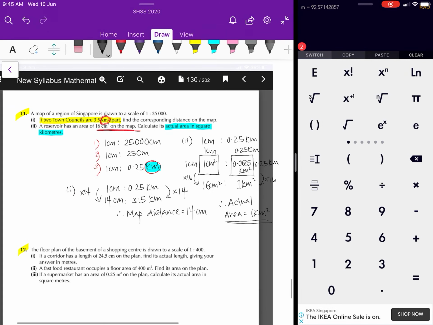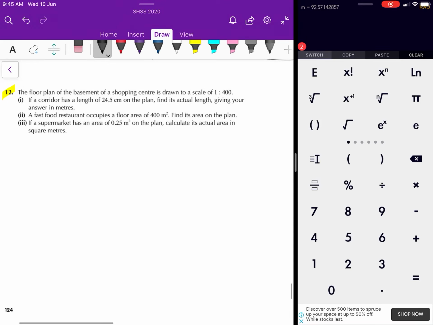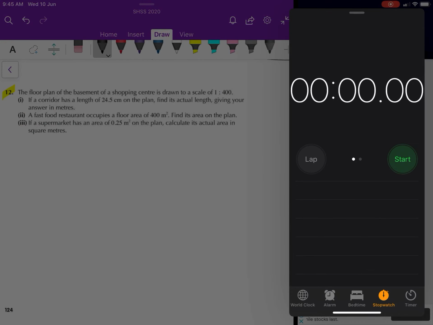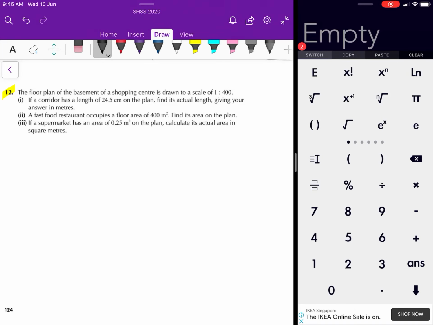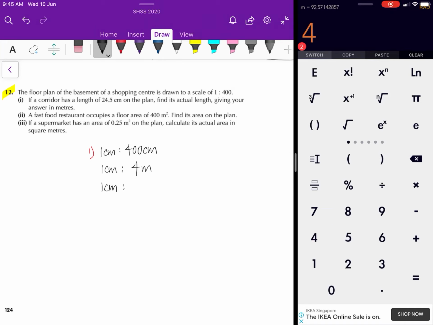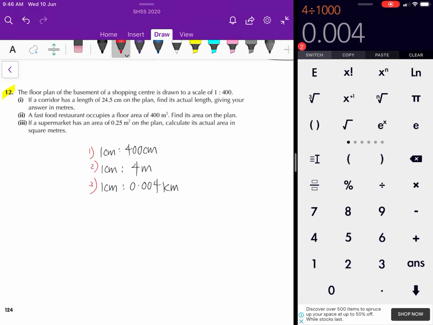Okay, last question, question number 12. Now it says the floor plan of a basement of a shopping center is drawn to a scale of 1:400. Now 1:400 means 1 cm is to 400 cm. Okay, I like to change. So this cm to cm, I will change to cm to meters. Change cm to meters is divided by 100, you get 4 meters. Change to km, 4 divided by 1000 is 0.004 km. So I got cm to cm, cm to meter, and cm to km.